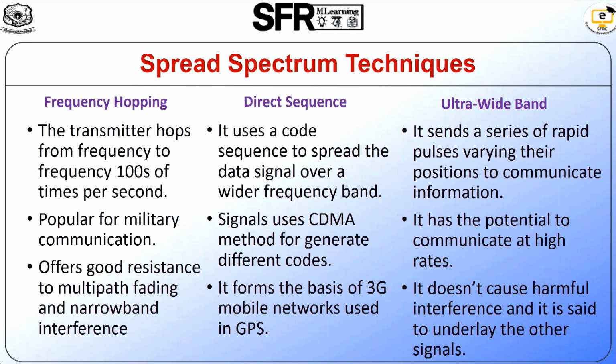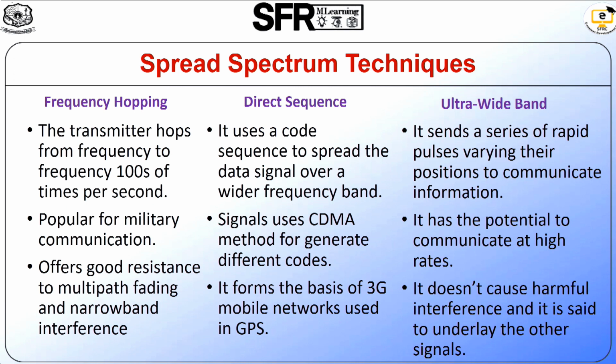Next technique is direct sequence spectrum. Direct sequence spectrum uses a code sequence to spread the data signals over a wider frequency band. These signals use CDMA methods, like code division multiple access, for generating different codes. It also forms the basis of 3G mobile networks and GPS in mobile phones. Without different codes, direct sequence spectrum also acts like a frequency hopping spectrum, which can also tolerate narrow bandwidth interference because only a fraction of the desired signal is lost.